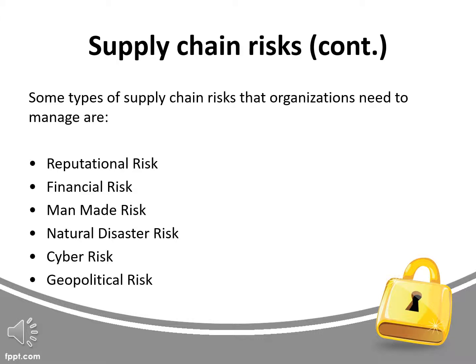Natural disaster risk is if a hurricane or earthquake happens, it could negatively impact the infrastructure of the business. Cyber risk is the possibility that the business is harmed by the use of technology, either internally or externally. And geopolitical risk is the possibility that the supply chain is disrupted by global political events.